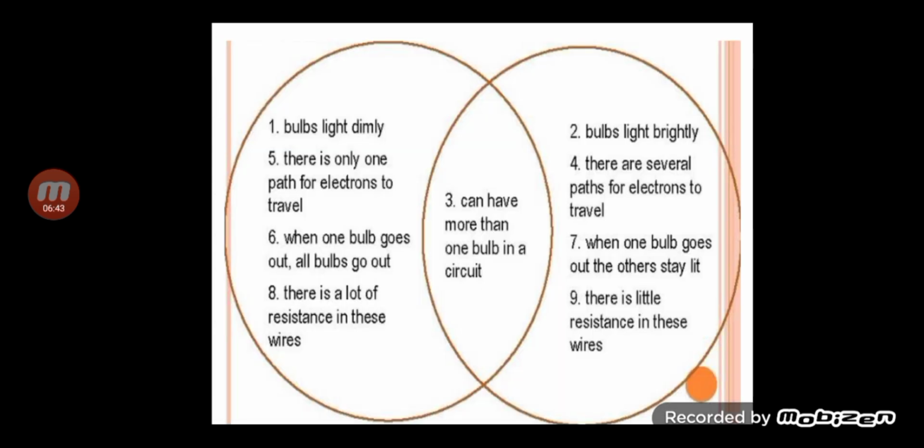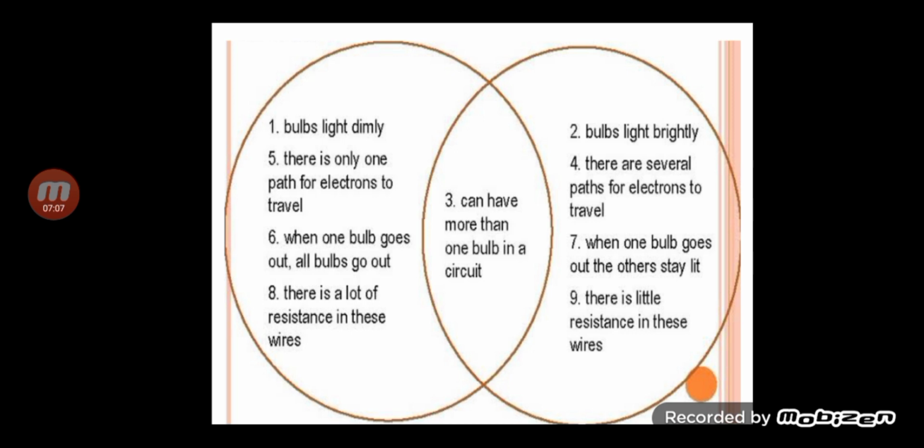This is the Venn diagram in front of you to show the differences and the similarities between the series circuit and the parallel circuit. Remember one thing: in a series circuit, as it is a voltage divider, the bulbs light dimly because it has only one path. In a parallel circuit, the bulbs light brightly. All the bulbs have the same brightness.